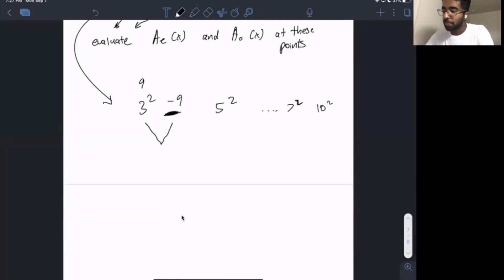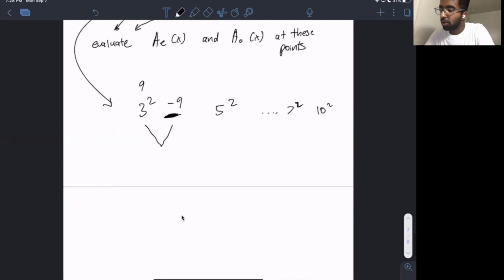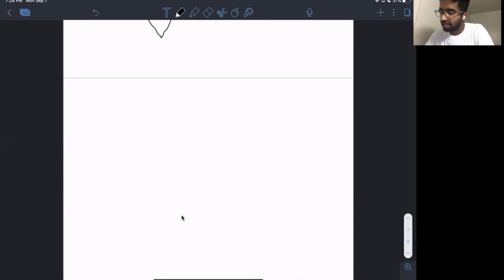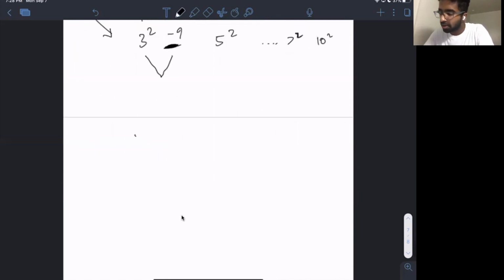But the problem is, so again, starting over here, we already have 3 squared, which came from the 3 and minus 3, but we're going to need another pair that yields us negative 3 squared.